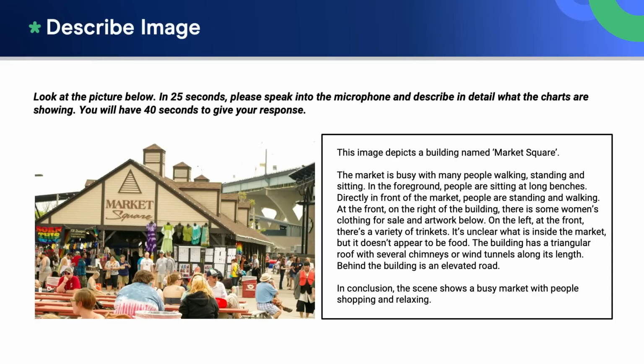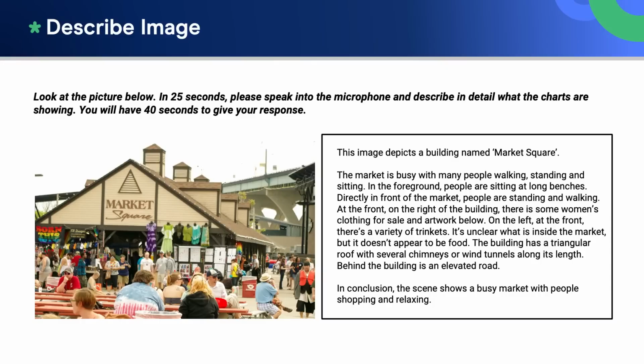This image depicts a building named Market Square. The market is busy with many people walking, standing, and sitting. In the foreground, people are sitting at long benches. Directly in front of the market, people are standing and walking. At the front on the right of the building, there's some women's clothing for sale and artwork below. On the left at the front, there's a variety of trinkets. It's unclear what is inside the market, but it doesn't appear to be food. The building has a triangular roof with several chimneys or wind tunnels along its length. Behind the building is an elevated road. In conclusion, the scene shows a busy market with people shopping and relaxing.